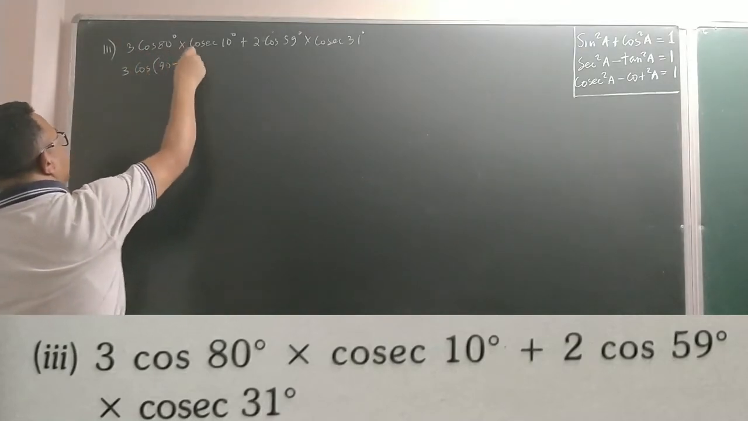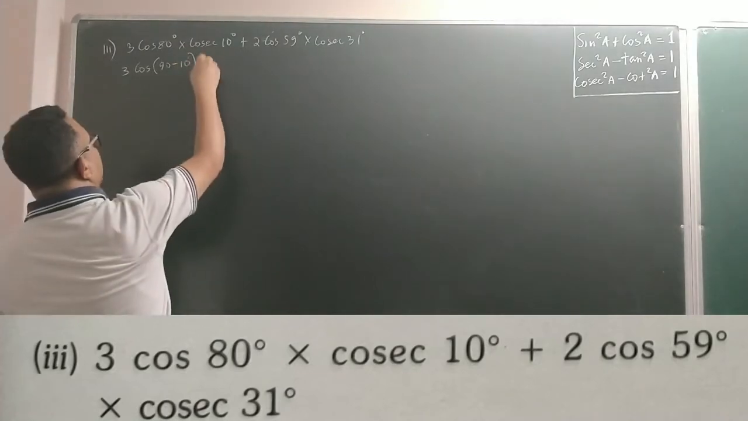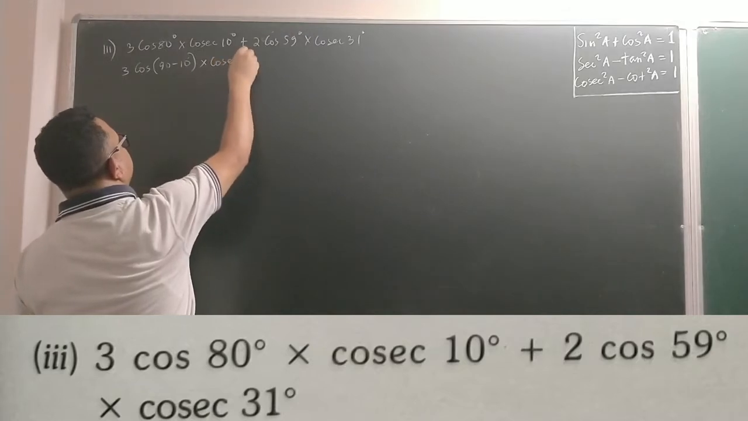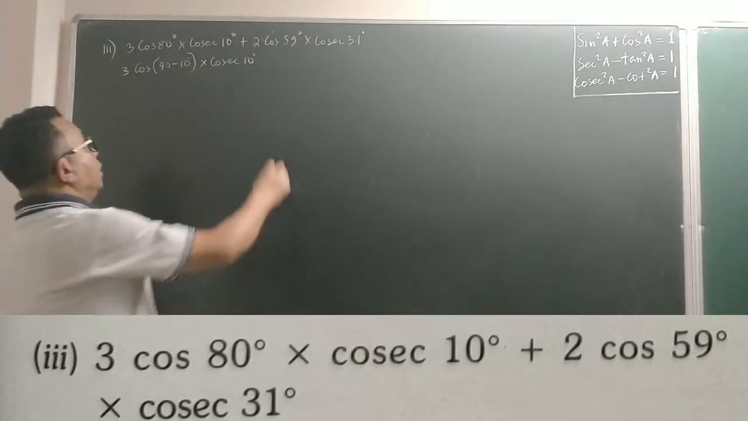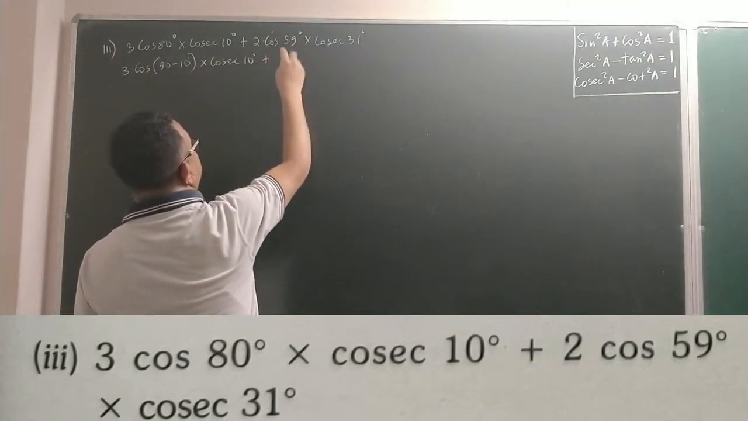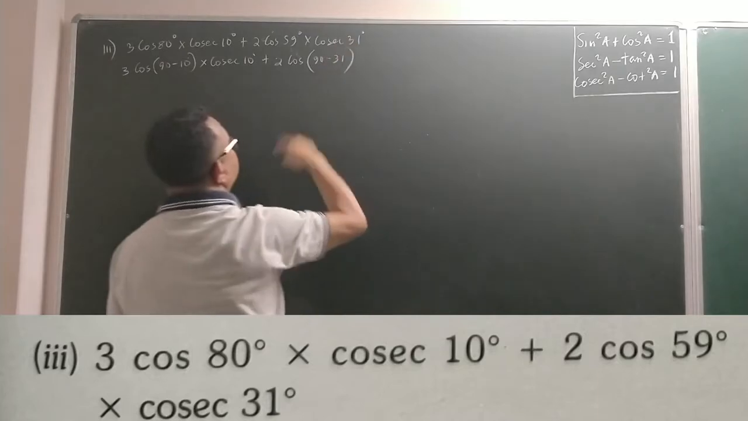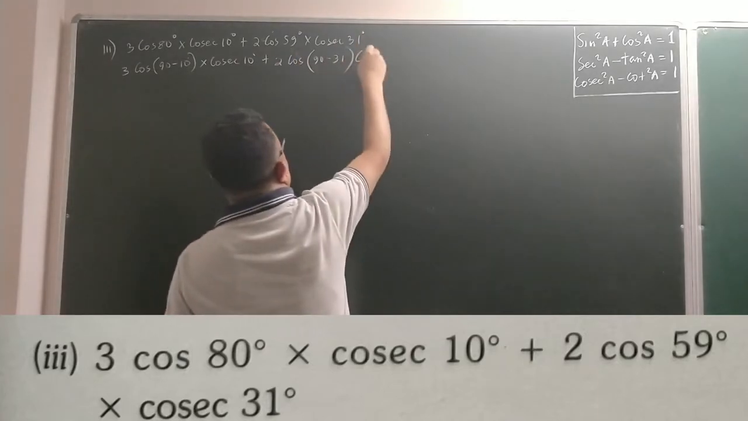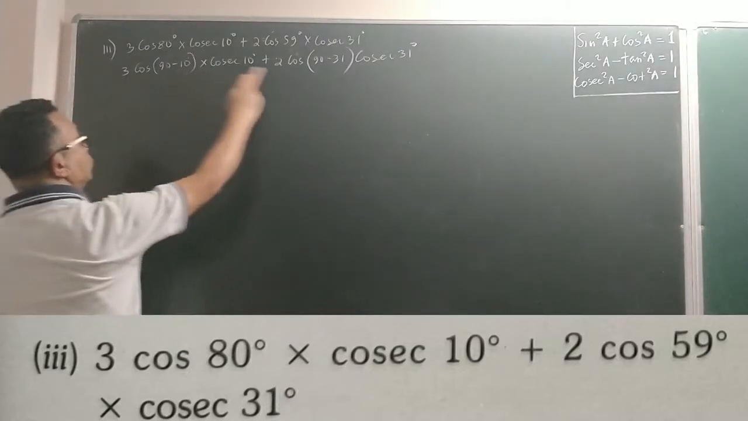80 I'll write 90 minus 10, because 90 minus 10 is 80, into cosec 10, let it be as it is, because I have changed one, so don't change this complementary. Then the other one also, out of these two, let me change the first one. 2 cos 59 I'll write 90 minus 31. 90 minus 31 is 59, and the other one is cosec 31. So now I can apply the formula at these two brackets.